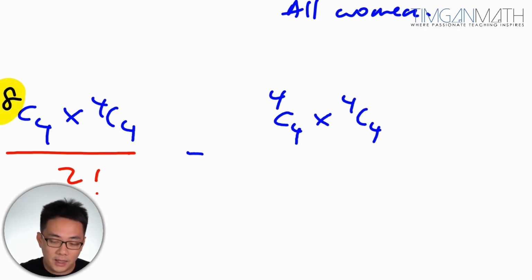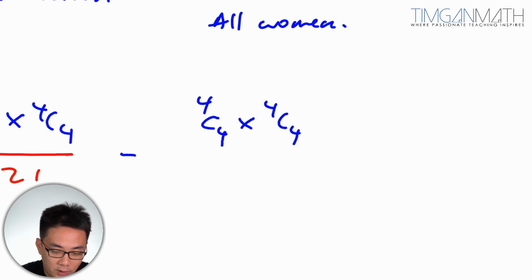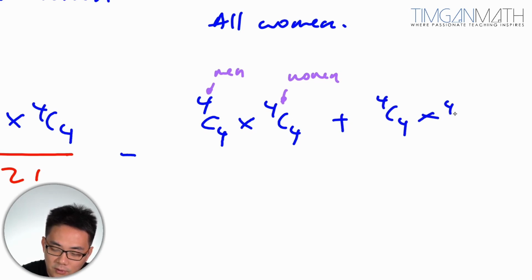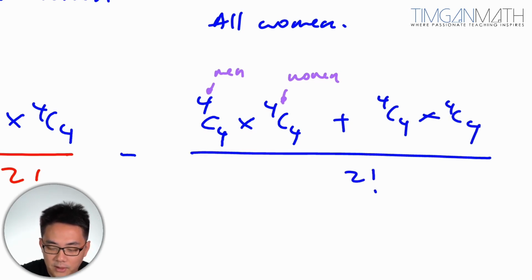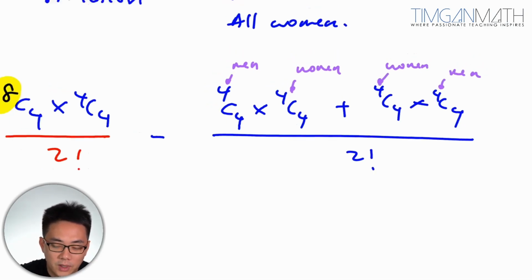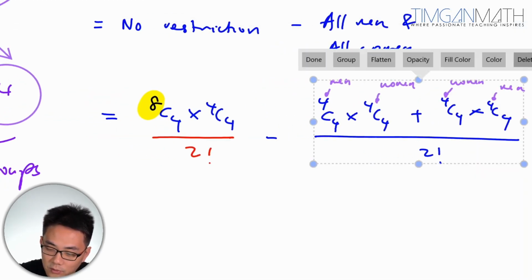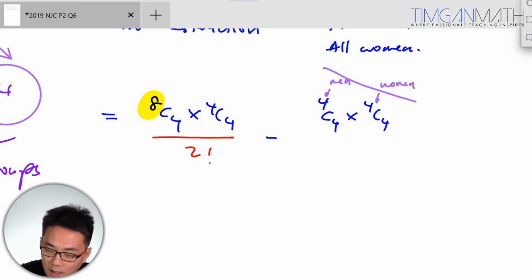But don't worry, if you don't understand why you need to divide by 2 factorial, what I would suggest is you just put this as men and women. You could also do this. And if you really want to divide by 2 factorial, you can just add 4 choose 4 times 4 choose 4. Then only you divide by 2 factorial. Okay, so you could do that if you want to. So woman and men. Okay, if you want to do that. But if you don't want to do that, you can just not care about the rest. So I'm just going to remove the rest, okay? So it's just like that.